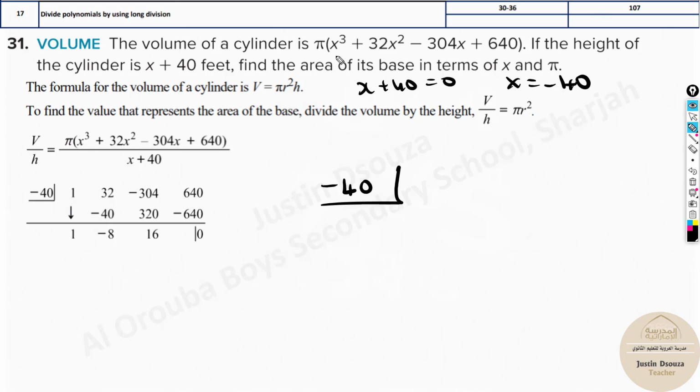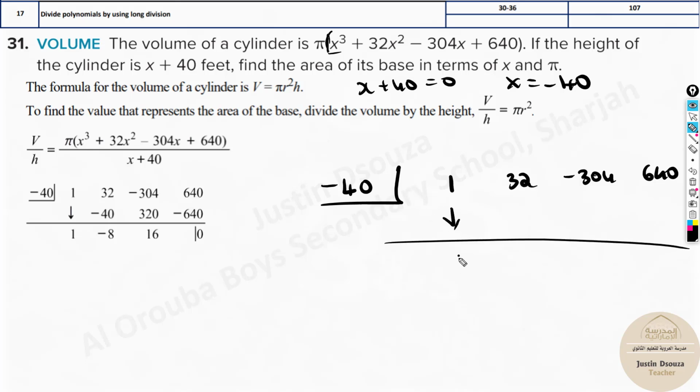These terms over here, see now pi is taken out common, let it be outside only, at the end we can multiply. Now over here, write the coefficients. What is the coefficient here? Nothing, means 1. What is the coefficient over here? 32. Minus 304. Last one 640. These are the coefficients. Now the first term, no matter what, comes down itself, like this only, it will be 1.